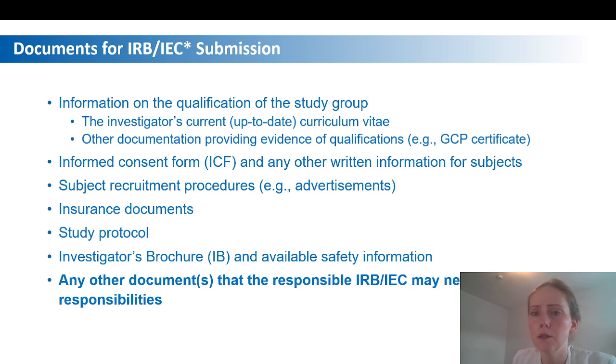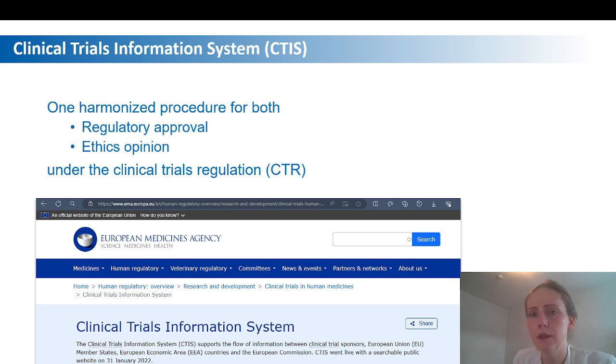Please note the documents required for ethics submission can vary between different countries. Each country has its own regulatory requirements and guidelines for conducting clinical trials. It is important to consult with the relevant regulatory authorities in each country to determine the specific requirements for ethics submission. Depending on the local regulatory requirements, additional approval from regulatory authorities must be obtained prior to trial start. In Europe, there is a harmonized procedure to obtain the regulatory approval and the ethics opinion.